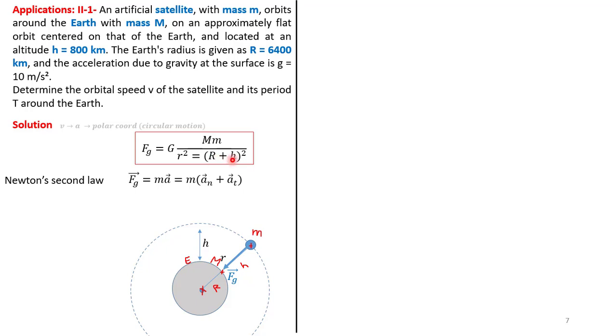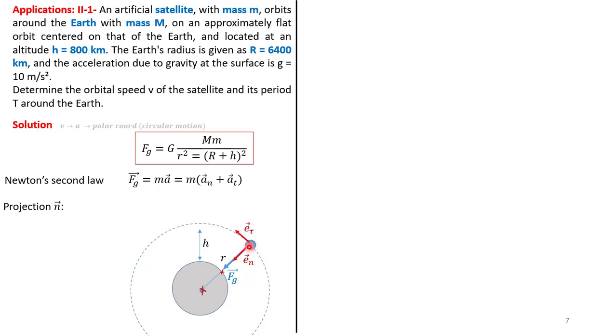Okay, now they want us to find v. Well, how do we find v if we want to use Newton's second law? It's very simple because v is related to the normal acceleration, because we know that an is equal to v squared over r. We need to project this equation on the normal unit vector to find an, and from an we can deduce the orbital speed v. Okay, how do we draw en?